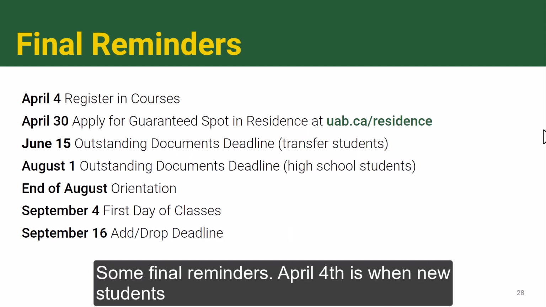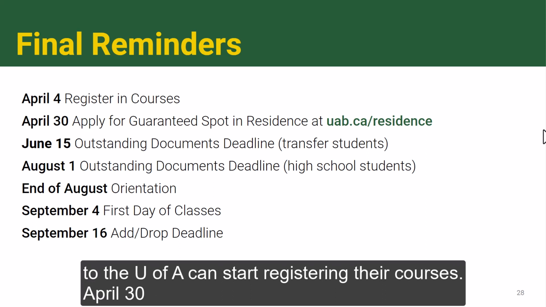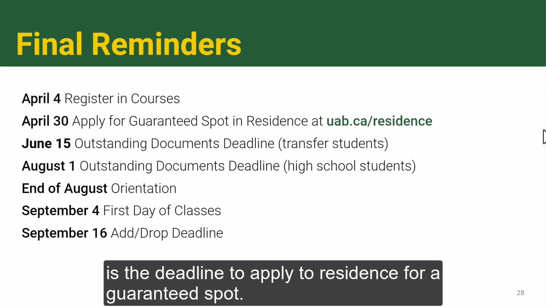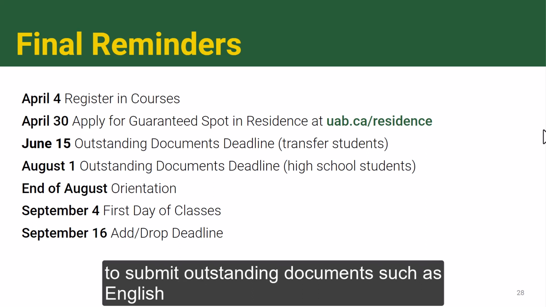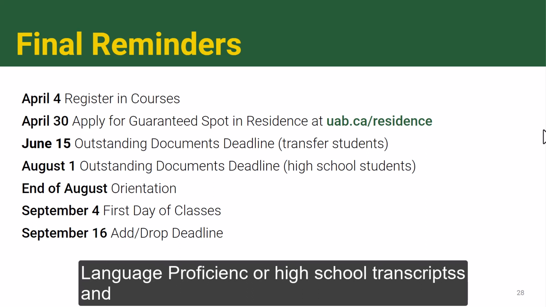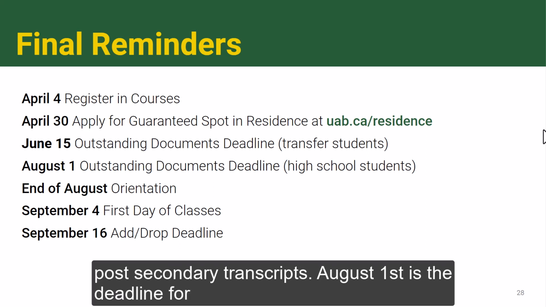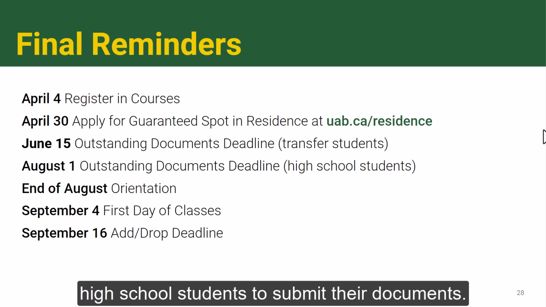Some final reminders. April 4th is when new students to the U of A can start registering in their courses. April 30th is the deadline to apply to residents for a guaranteed spot. June 15th is the deadline for any transfer students to submit outstanding documents such as English language proficiency or high school transcripts and post-secondary transcripts. August 1st is the deadline for high school students to submit their documents.